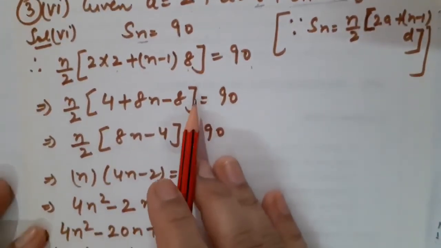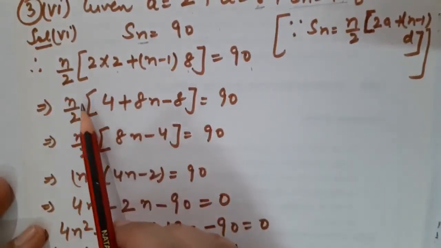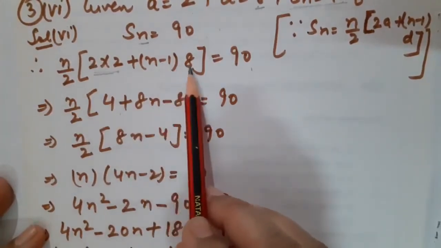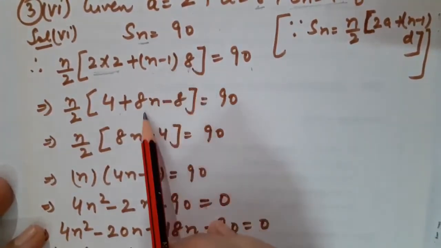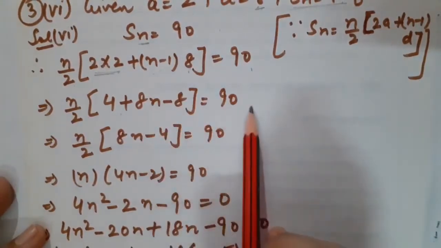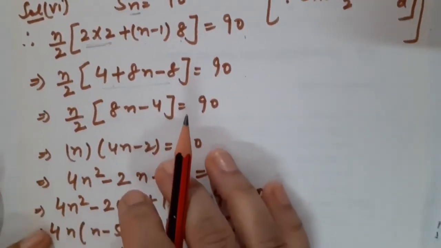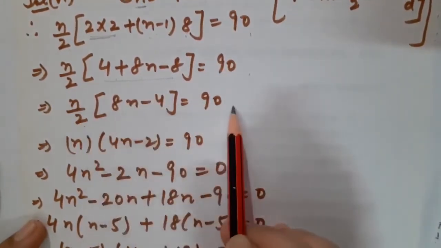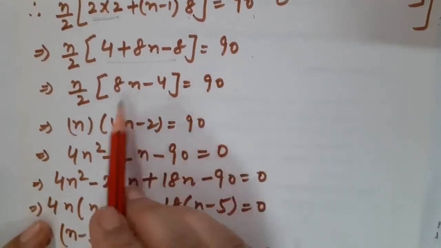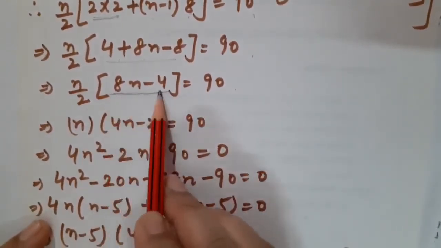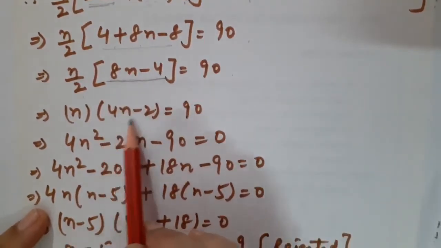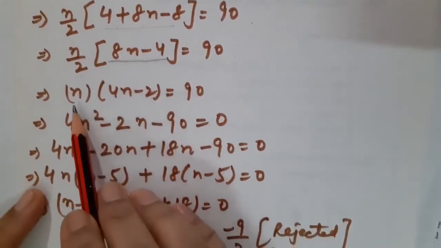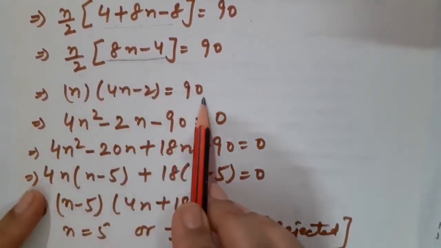Correct? After simplifying, children, I have got n by 2 into 4 plus 8n minus 8. When you multiply n minus 1 by 8, you get 8n minus 8, is equal to 90. Simplify the bracket first. You will get 8n minus 4, into n by 2, is equal to 90. Correct, student? If I take 2 common from here, inside the bracket I get 4n minus 2, and that 2 cancels with the denominator 2. So I have got n into 4n minus 2 is equal to 90.